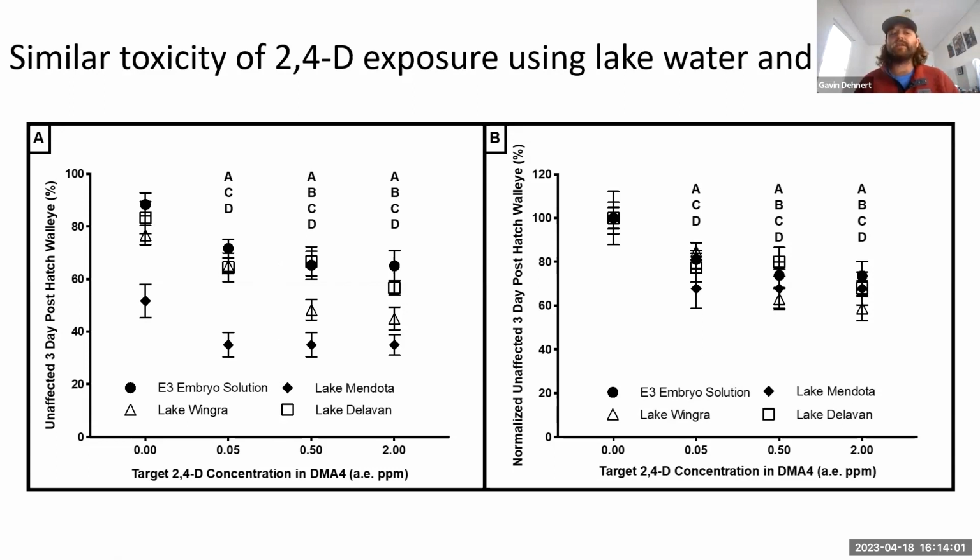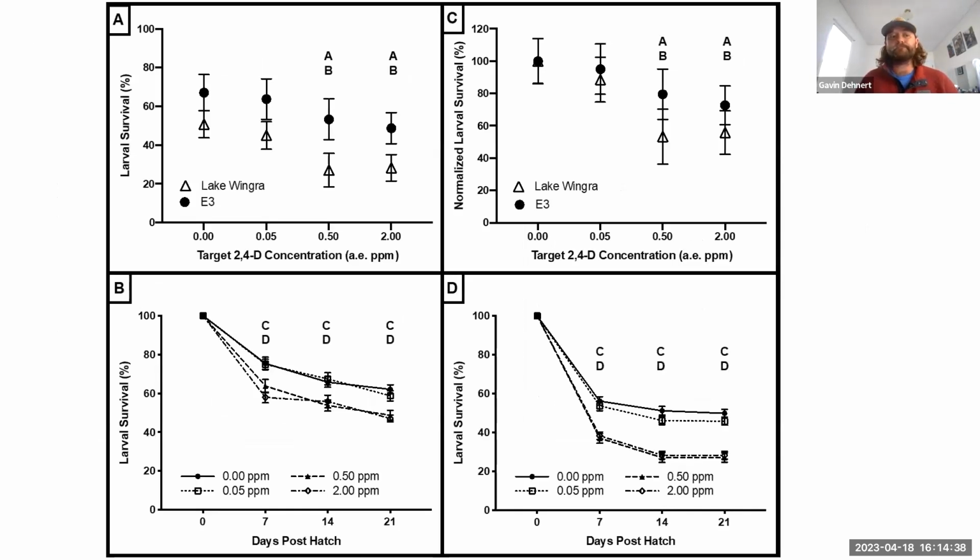And what that's pointing at is maybe there are some other things in the lake that can be having an impact on the survivorship as well. But really the same thing goes in B, where we have it normalized so all of our control data would be 100%, we still see very similar patterns of a decrease in survivorship. And all of this was showing that regardless of if we use different lake water or system water, which is our E3 embryo medium here, we see pretty similar results. And that was really encouraging.